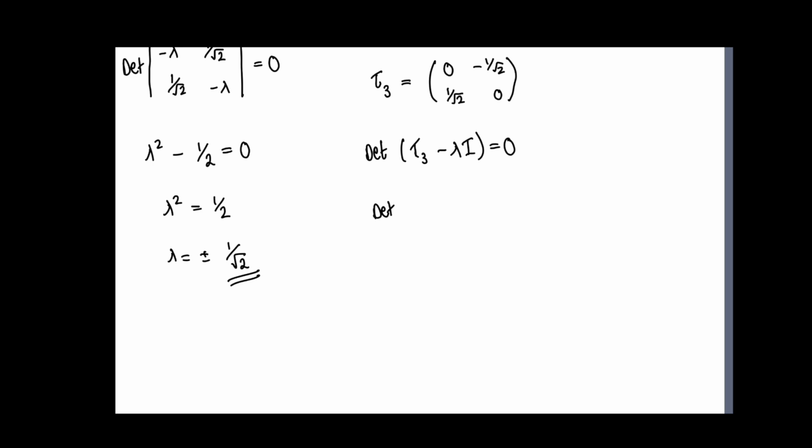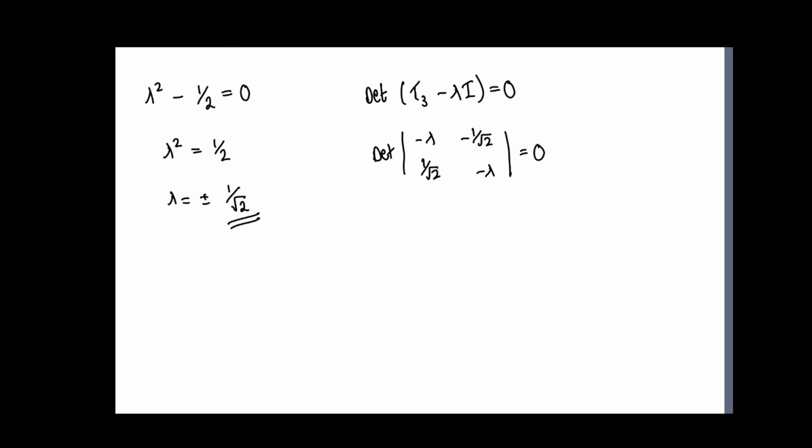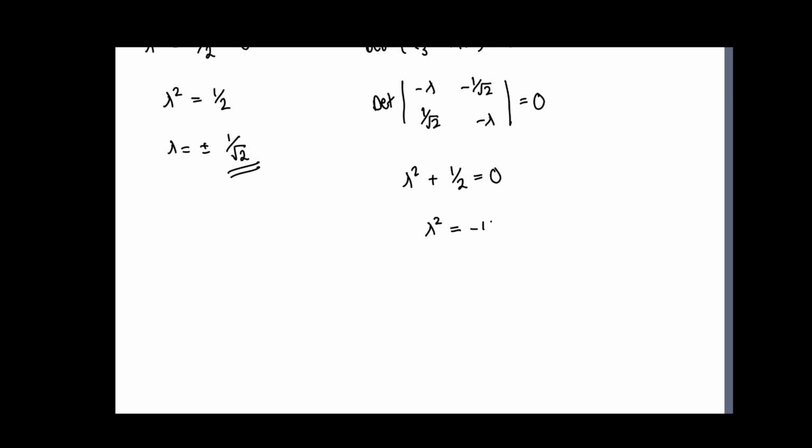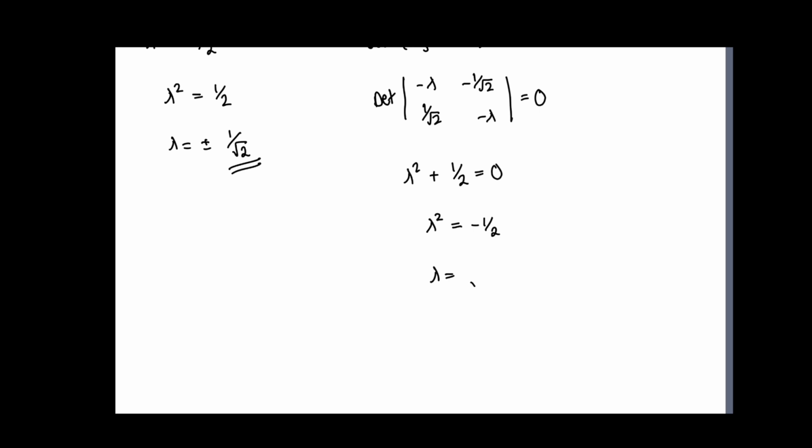Doing the same thing with tau3. So tau3 is equal to 0, minus 1 over root 2, 1 over root 2, 0. So now using the characteristic equation, we get det(tau3 minus lambda I) is equal to 0. We get the determinant of the matrix minus lambda, minus 1 over root 2, 1 over root 2, minus lambda is equal to 0. Finding the determinant of this, we get lambda squared plus a half is equal to 0. So lambda squared is equal to minus a half. So lambda is equal to the square root of minus a half.